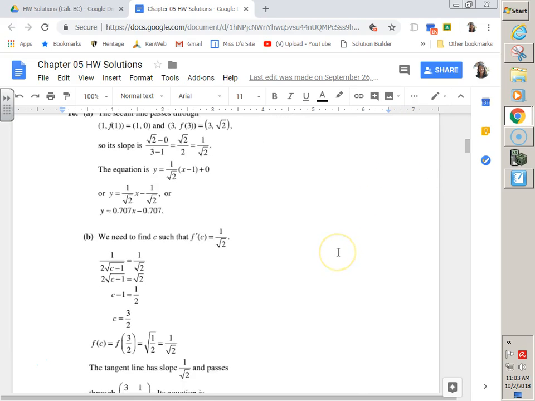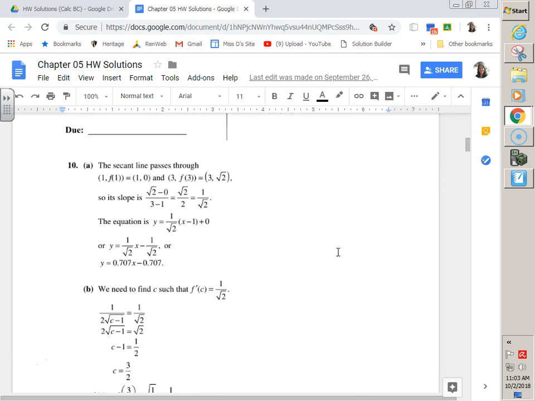So number 10. 10a. Don't go to decimals, guys. You know better than that. 1 over root 2 x minus 1 over root 2, or square root of 2 over 2. Secant line, we just had to go ahead and find our x1, y1, which means we had to plug into the function our x's to get our y's. And then it was a simple change in y's over change in x's. Then we could plug it into our tangent line at the point of tangency.